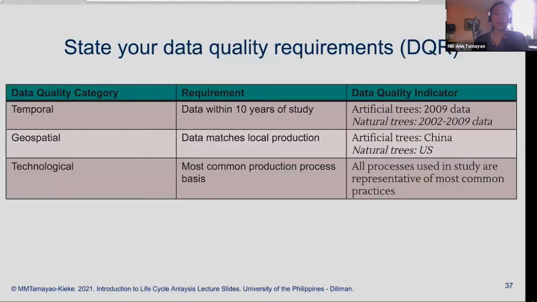An example of data quality requirements that you can set from the outset, say for example, you're looking at an LCA of Christmas trees. You see here data quality category. You can have temporal, geospatial, technological, and then some requirements that you deem from the outset are reasonable for the data that you have to collect. Could include data within 10 years of study for temporal. For geospatial, data matches location production.